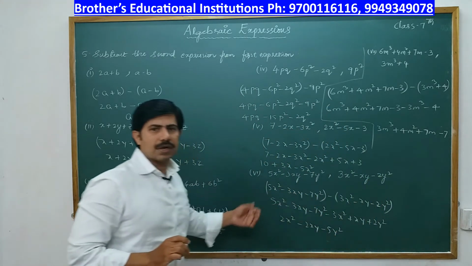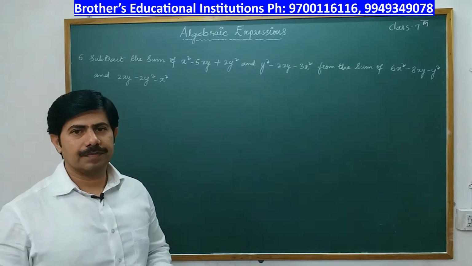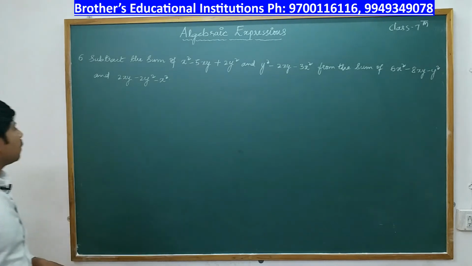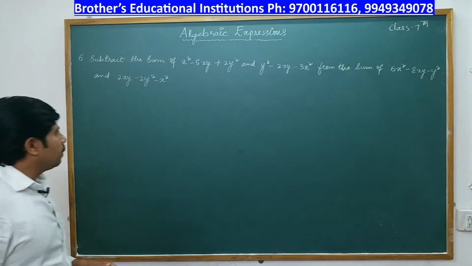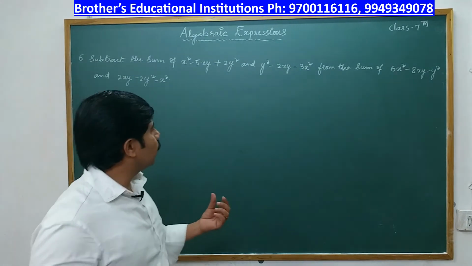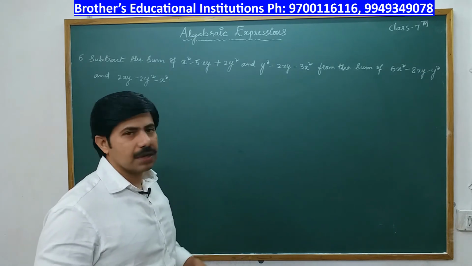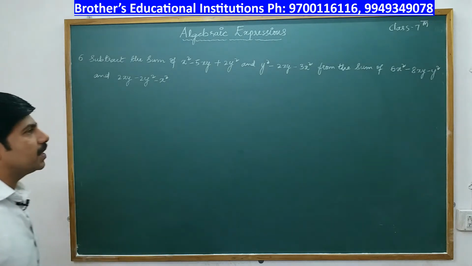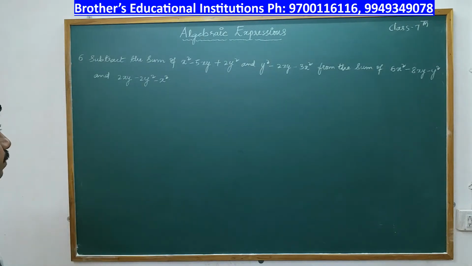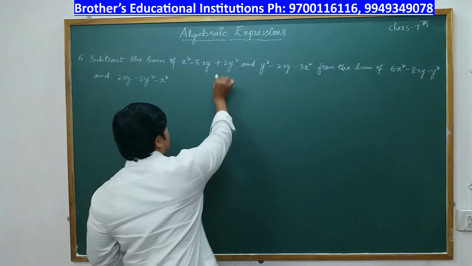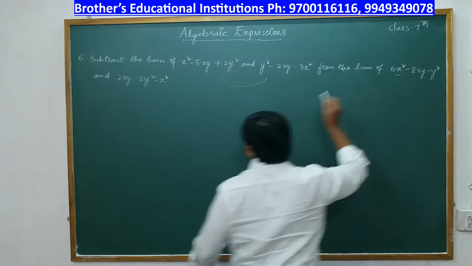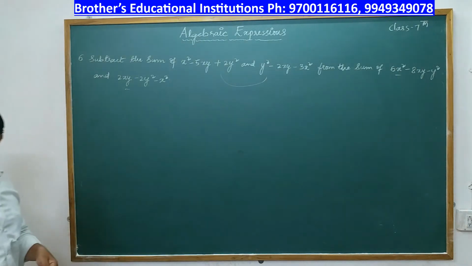So this is completed. Next problem: subtract the sum of x square plus 5xy plus 2y square and y square minus 2xy minus 3x square from the sum of the next two expressions, 6x square minus 8xy plus y square and 2xy minus 2y square minus x square. So here first we'll add the first two expressions, and after that these two expressions also we'll add, that result we'll subtract.